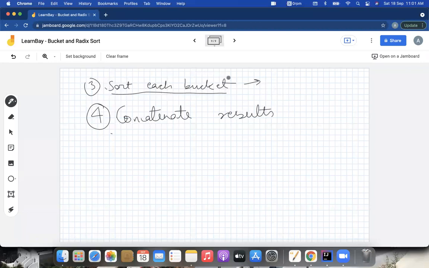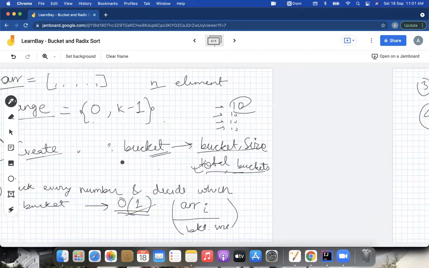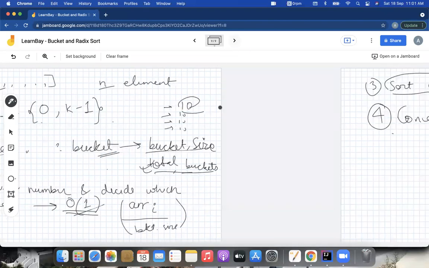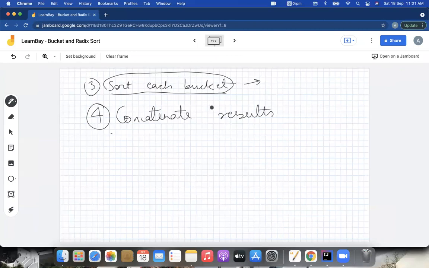Your list is not guaranteed to be sorted because your buckets are a range, right? So in one bucket, let's say 0 to 9, you will have all numbers of range 0 to 9, not necessarily in sorted order. So you sort each bucket using any sorting algorithm that you know, even O(n^2) is fine. And once you do that, you just concatenate the results and you have a sorted answer for the entire problem.